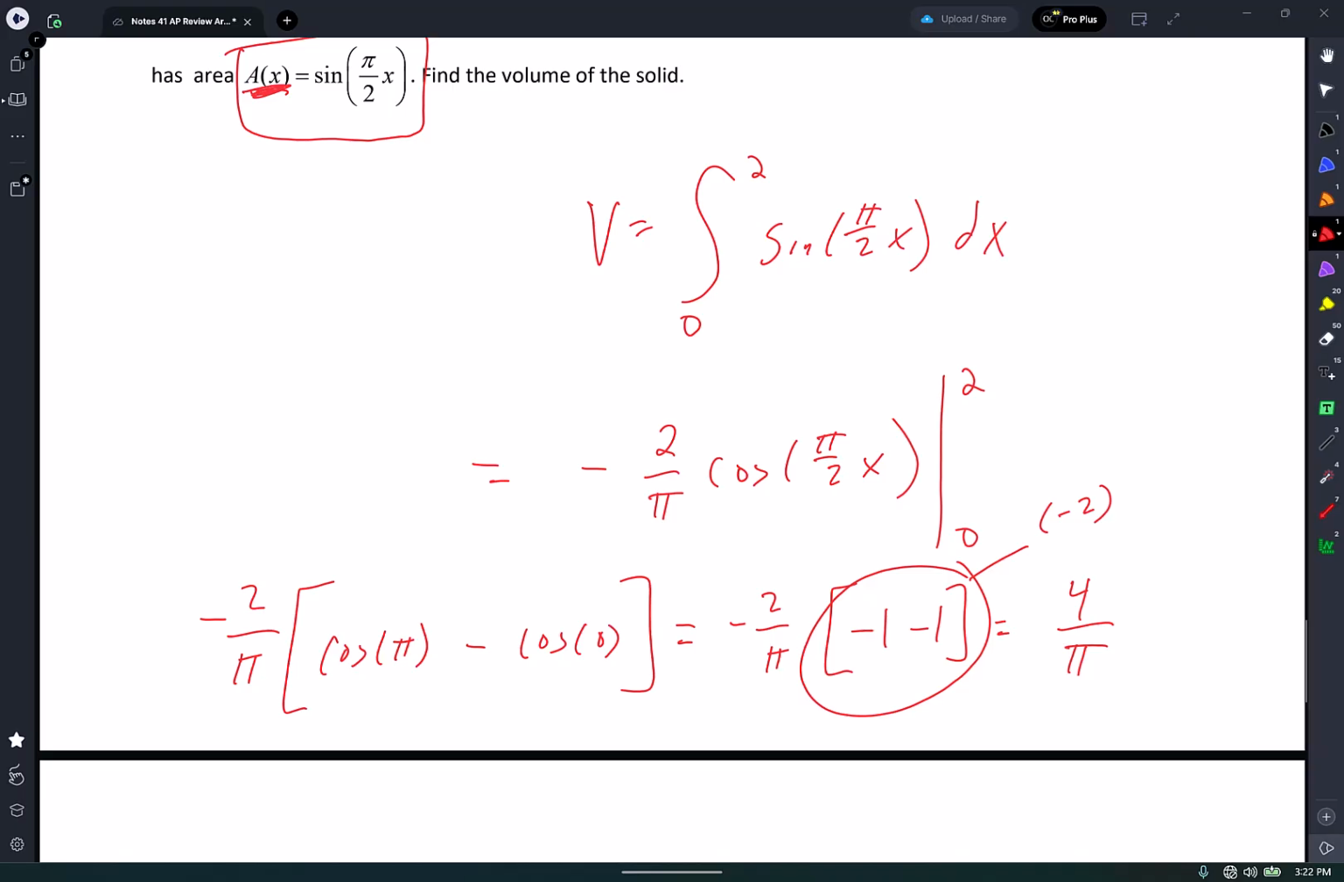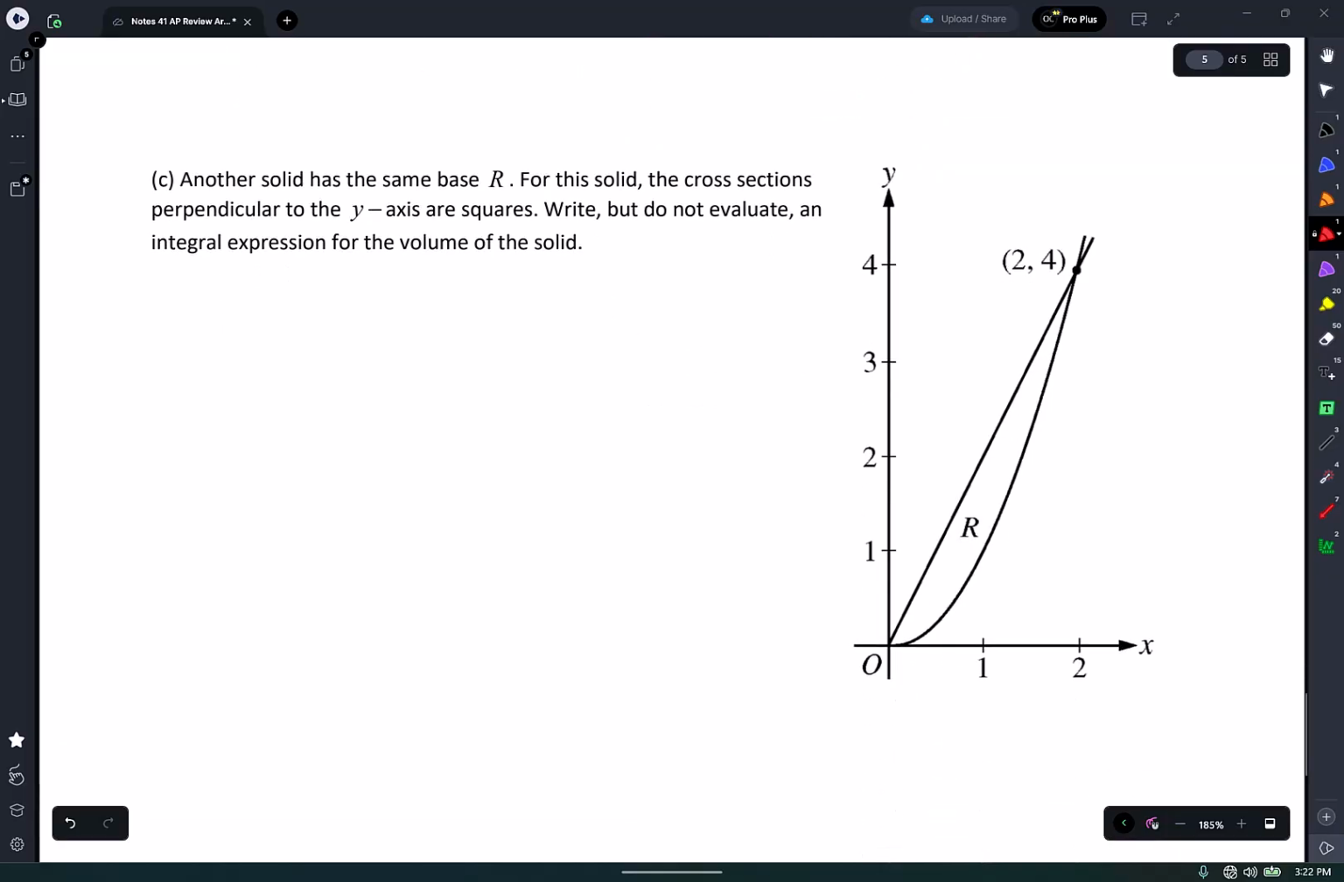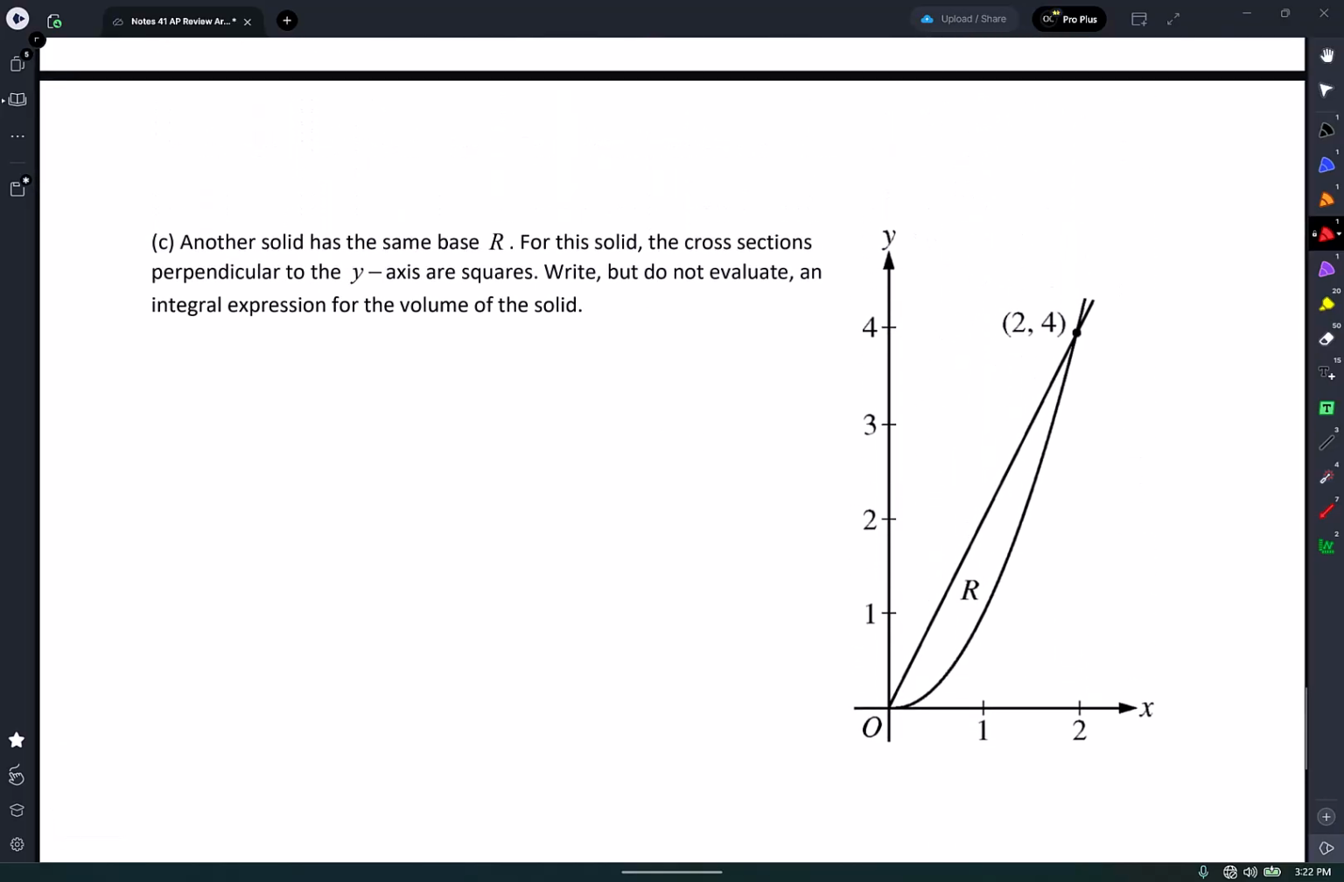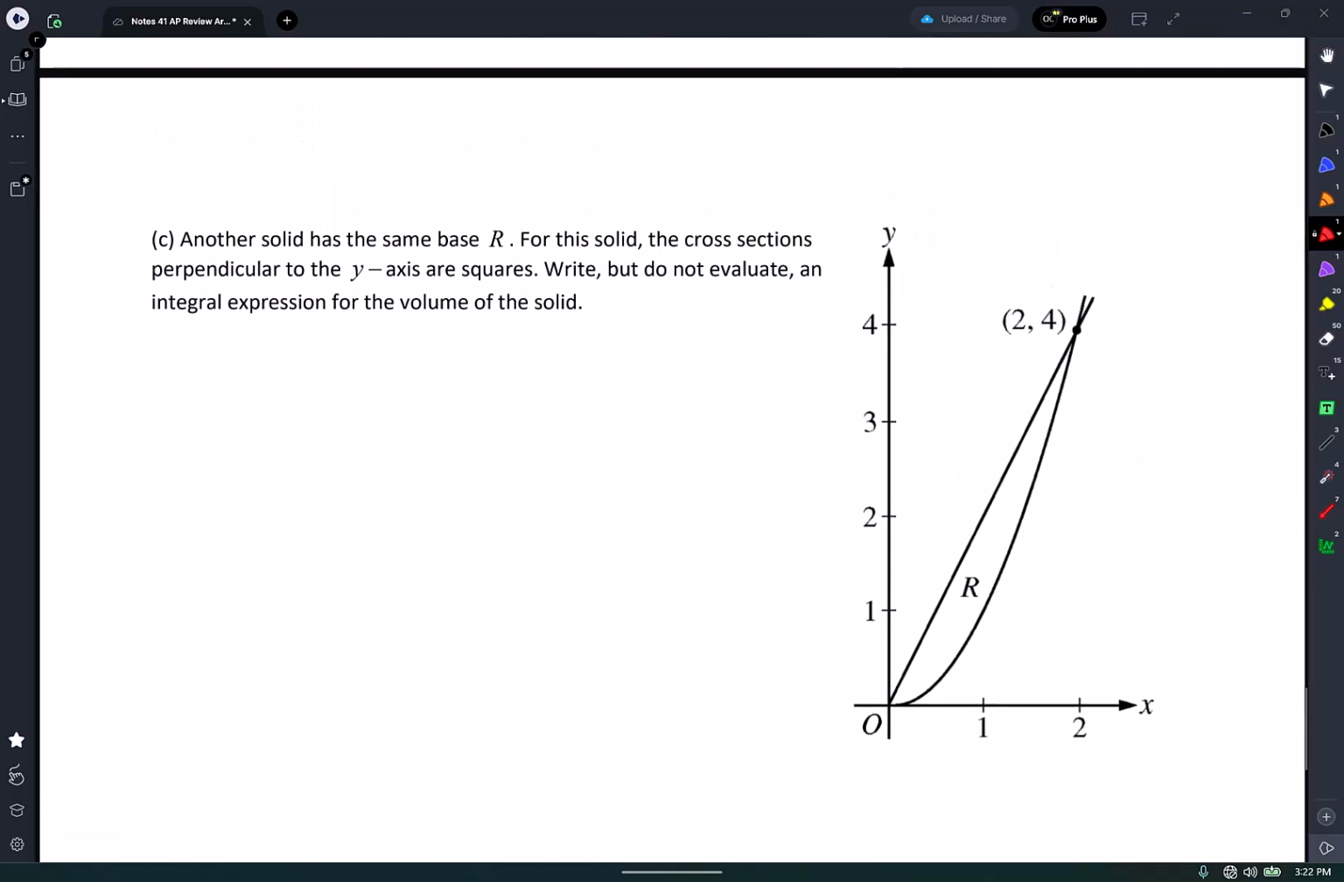Are we okay, guys? Last one. Letter C. Another solid has the same base R. For this solid, the cross sections perpendicular to the y-axis, underline that, are squares. But do not evaluate. Write an integral expression for the volume of the solid.